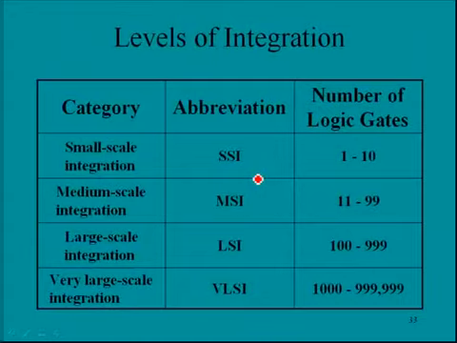And the levels of integration in ICs, we have what we call here SSI for small scale integration, then there is medium, large, and very large, and then over here to the right you can see the number of gates. Small scale integration is 1 to 10, medium 11 to 99, large scale 100 to 999, and very large scale 1,000 to just under a million, and that would be VLSI.